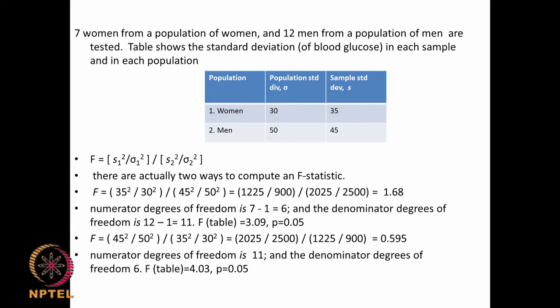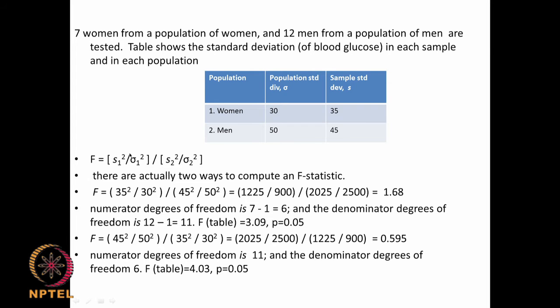So, for example, I am looking at 7 women from a population and 12 men from a population, they are tested for something, blood glucose for example. So, it shows you the standard deviation of the blood glucose in each sample and in each population. This gives you the standard deviation of the population, this gives the standard deviation of the sample. Here I have taken 7 women and here I have taken 12 men, these are the samples.